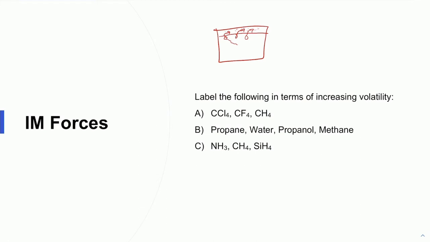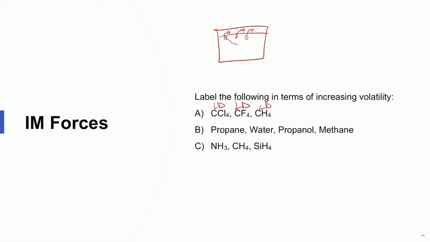CCl4, CF4, and CH4. CCl4, that's a perfect tetrahedron. It has no lone pairs, and that means that all the vectors of dipoles, which there are between carbon and chlorine, all cancel out. And so this is just going to be a nonpolar molecule, which means London dispersion is the strongest intermolecular force there. And you'll notice that's going to be the exact same for the rest of these. So now that they're the same, the only thing that's going to differ between these is their size.